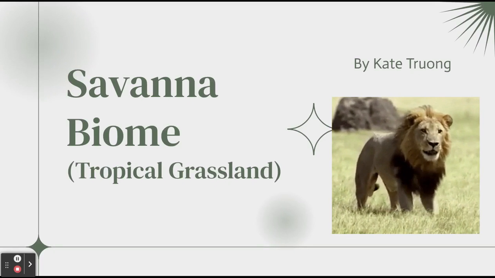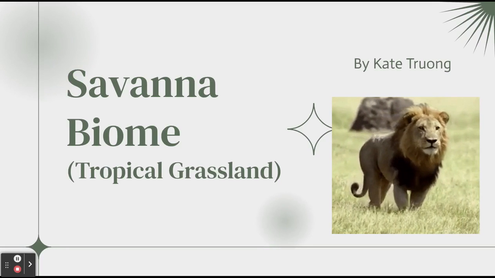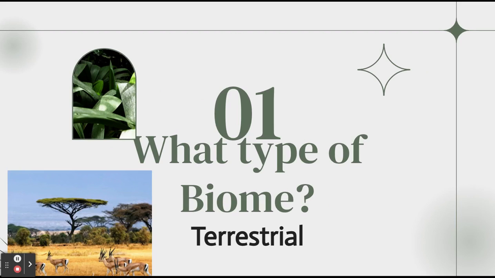Hi everyone, this is Kate Trong and I'm going to be presenting a savanna biome, which is a tropical grassland. A savanna is a terrestrial biome because it is an area of land with a cohesive climate and a community of plants and animals.